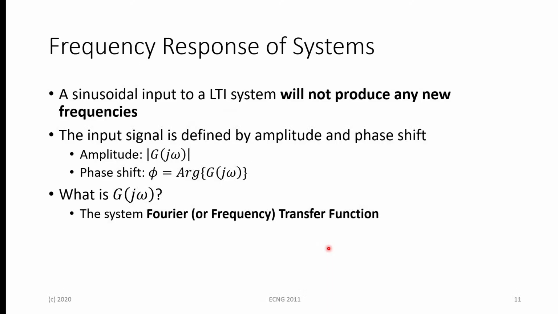We'll be observing this in the Bode plots lecture, which we're going to be doing in 2 weeks' time, as to why the amplitude, being modulus g j omega, and the phase shift, being phi or argument of g j omega, are important properties when we hit the Bode plots lectures.